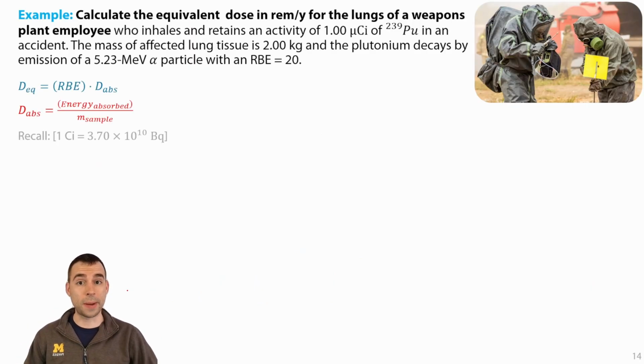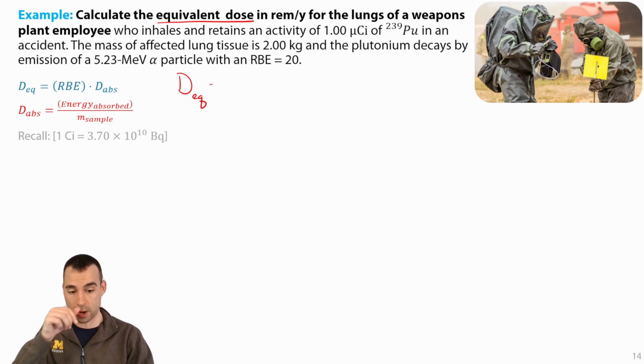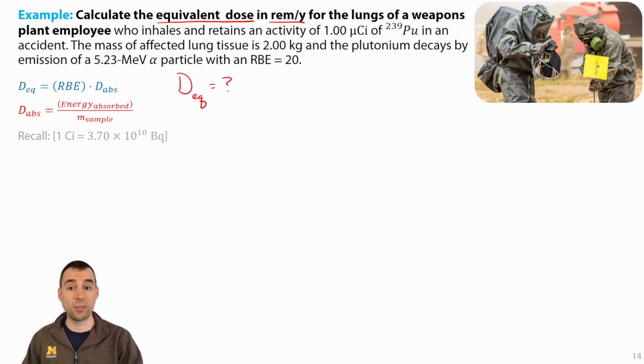Okay, so here's an example of a biological organism absorbing radiation as they work at a weapons plant. We're asked to calculate the equivalent dose, so that's going to be D_EQ is our question mark, in Röntgen equivalent man per year, some pretty weird legacy units here. And this person inhales and retains an activity of 1 microcurie of plutonium-239 in an accident at the plant. And the mass of lungs affected is 2 kilograms, and every single plutonium decay emits an alpha particle with 5.23 mega electron volts of energy with a relative biological effectiveness of 20. So there's a lot going on here.